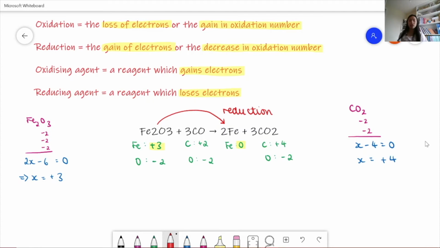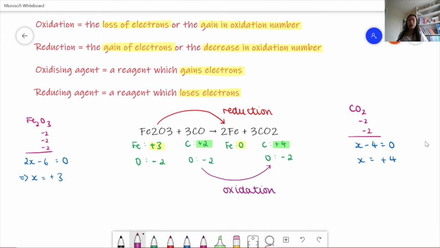Because we have gained electrons and the oxidation number has gone down. However, when we look at the carbon, in carbon monoxide the oxidation number of carbon is +2. And then after the reaction has occurred, in the carbon dioxide which has been formed, the carbon has an oxidation number of +4. And so the oxidation number has increased. And so this time, from this carbon monoxide to this carbon dioxide, we've gone through oxidation.